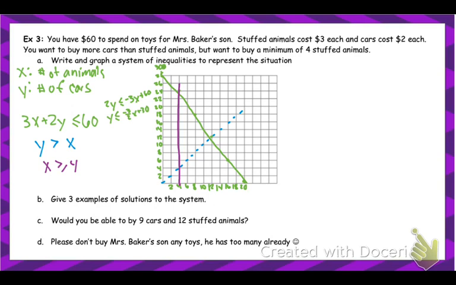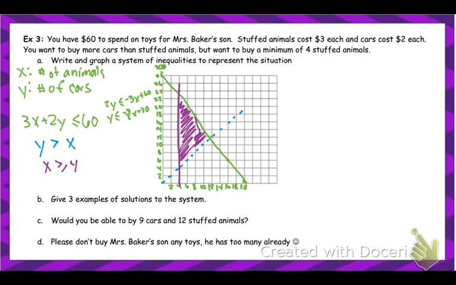So I'm going to shade somewhere to the right of that purple line. I'm going to shade above the blue line, and I'm going to shade below that green line. So you can see the only area where all three of those will be true is in this little triangle right there. So that triangle represents the solutions for this problem, and all the possible answers that could make sense for this problem. So we give 3 solutions.